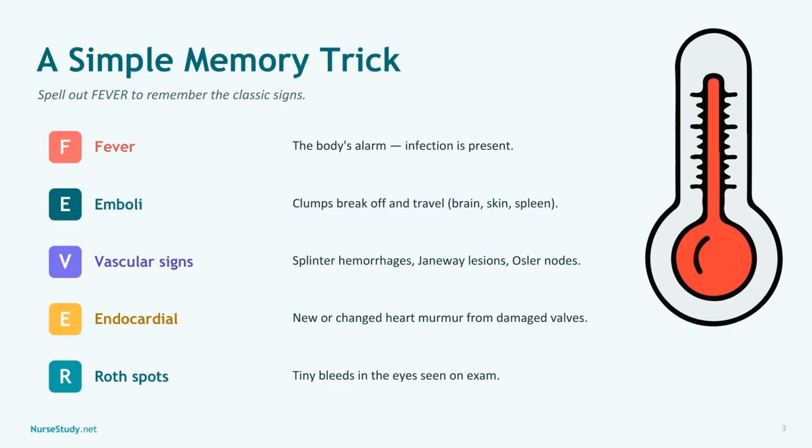V is for vascular signs. These are little clues on the body like splinter hemorrhages under the nails, Janeway lesions, and Osler nodes. E is for endocardial, meaning a new or changed heart murmur because the valves are getting damaged. And R is for Roth spots. Those are tiny bleeds in the eyes that a provider might see on an eye exam. So anytime you're stuck, just spell out F-E-V-E-R and you've got the classic picture.